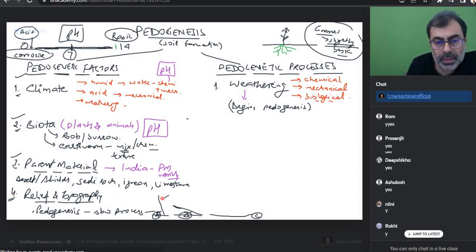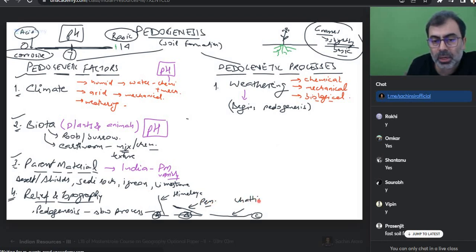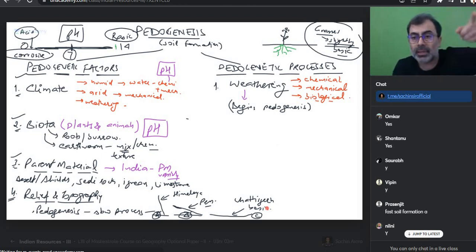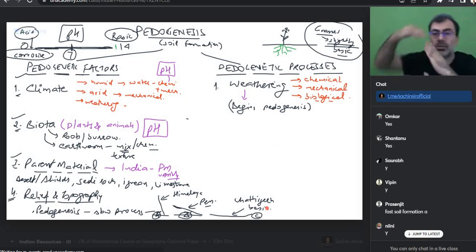Yes or no? Can I say Himalaya? Can I say peninsula? Can I say Chhattisgarh Basin lowland? Highland soil, lowland soil, slope. Slope does not allow the weathered rock to stay there. Soil formation will not happen, it will run down. True or not? True or not?